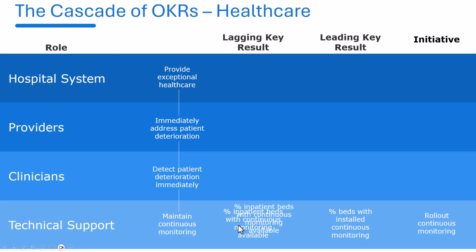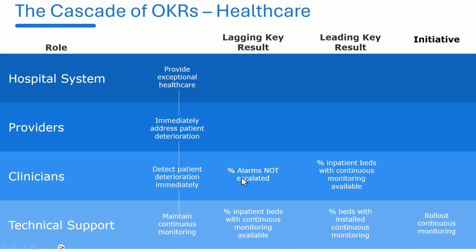Now, this doesn't always happen, but in this example, this lagging key result, how would technical support know they've done their job, becomes a leading key result for the clinicians. In other words, the clinicians need a high percentage of inpatient beds with continuous monitoring available in order to detect the deterioration. Now, this isn't always the case that the previous or the downstream process becomes your leading indicator. It is in this case. The lagging result would be, for example, the number of alarms that are not escalated. So the idea is with continuous monitoring, I can get there sooner. I can figure out whether this actually needs to get escalated or not. And that allows us to detect when there is deterioration that needs to get done.